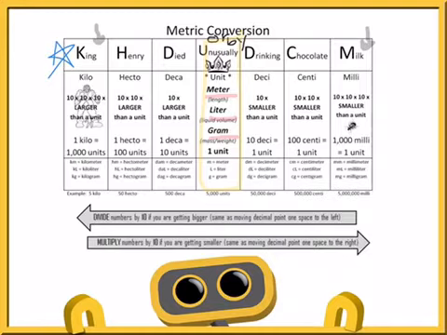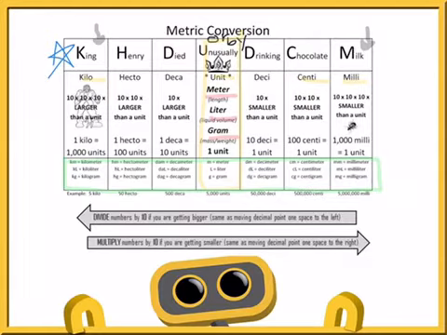So it's very neat down here at the very bottom of your chart. You can see all of the different names for each one. We don't usually use the hecto or the deca or the deci very much, but the most important ones that you're going to need to remember are the kilo, the units, which are meter, liter, gram, centi, and milli. We're going to be using those ones the most often.